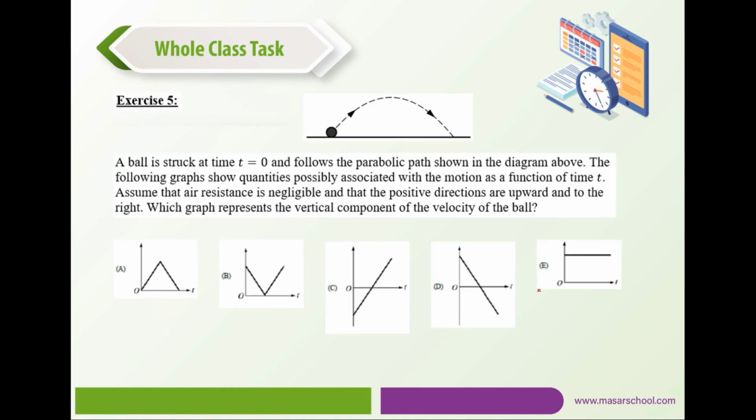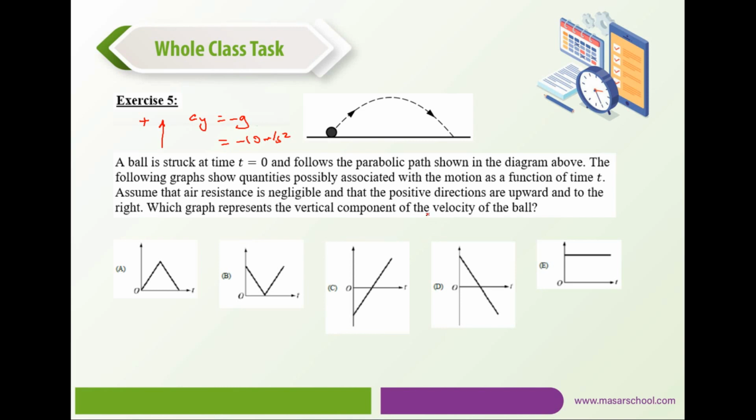Now exercise 5, a ball is struck at time t is equal to 0 and follows the parabolic path shown in the diagram. The following graph shows quantities possibly associated with the motion as a function of time t. Assume that air resistance is negligible and that the positive directions are upward. Positive is up, which means that AY is given by minus g, which is minus 10 meter per second square. Which graph represents the vertical component of the velocity?